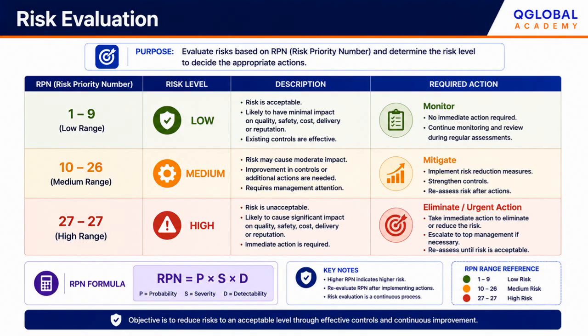Next is medium risk, with an RPN between 10 and 26. These risks require management attention. Existing controls may need improvement, and additional risk reduction measures should be implemented.